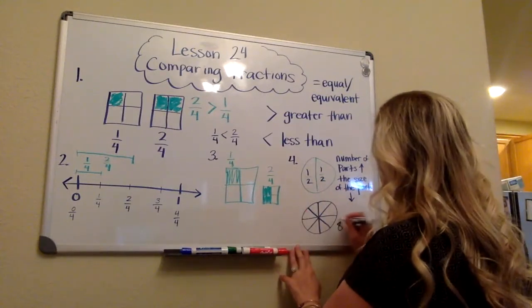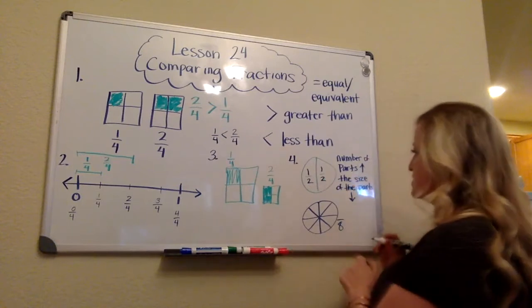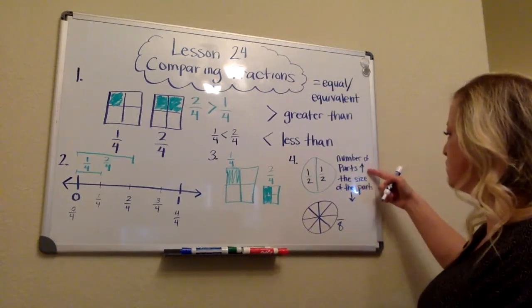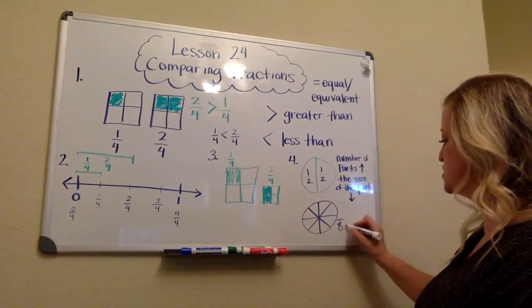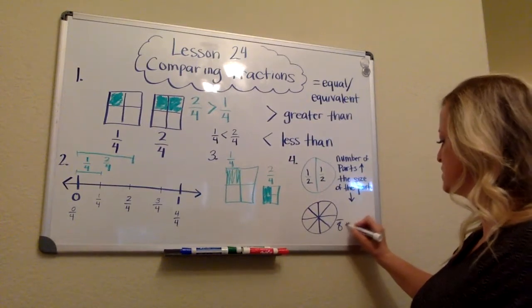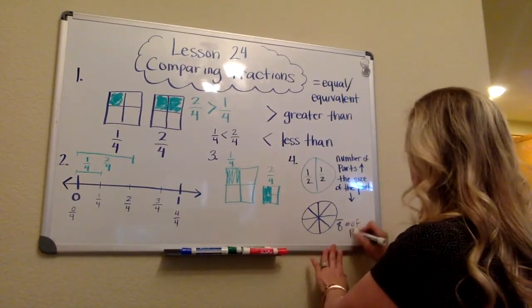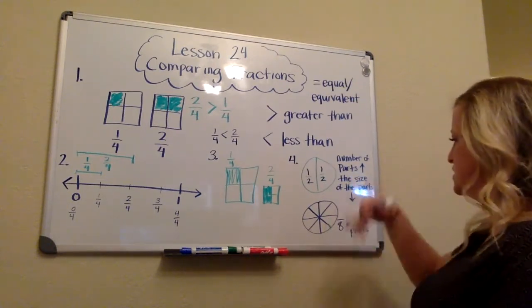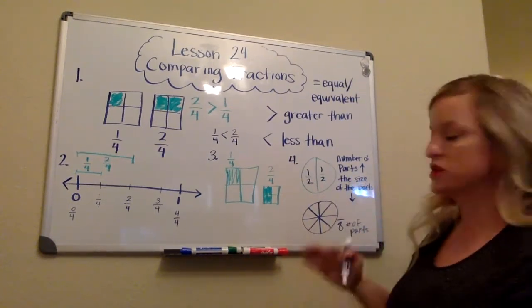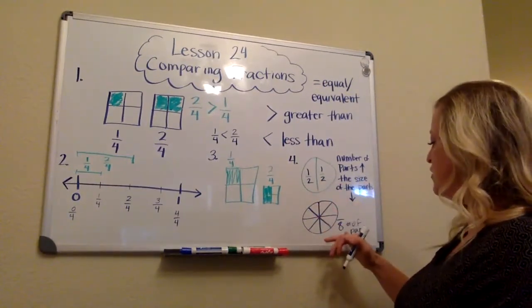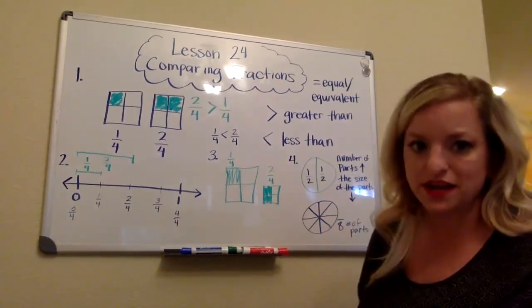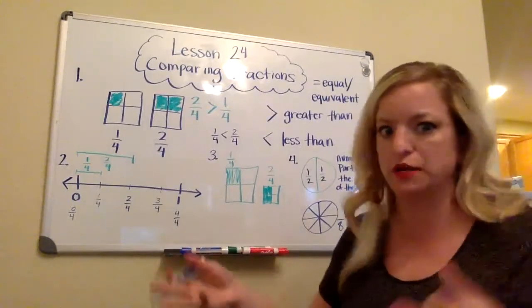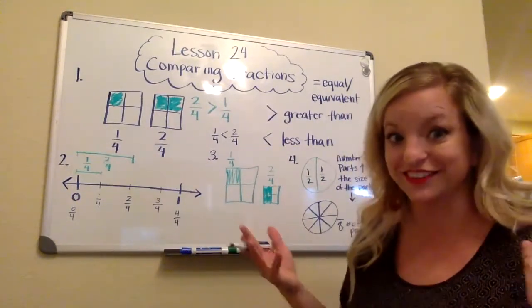So my numerator is 8. Numerator is how many pieces there are. As the number of parts increases, which is your denominator, the number of parts, the size of the parts decreases. If you notice, my halves are way bigger than my eighths because I have a lot more people getting a piece of the pie, literally.